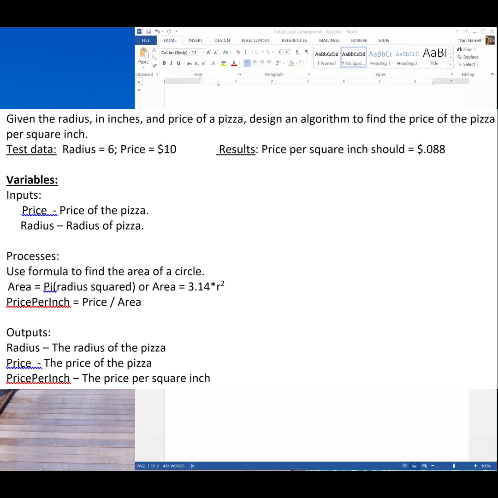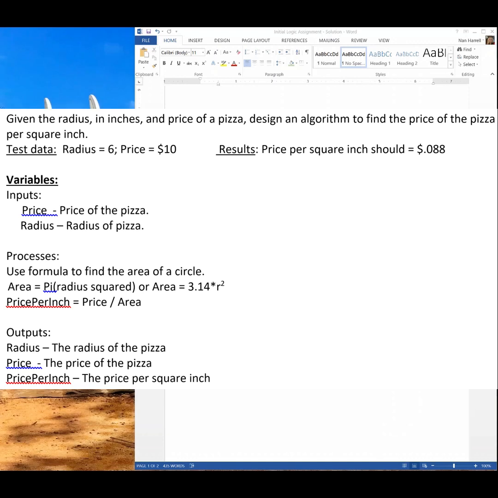So what are my inputs? My inputs are the price and the radius. What are my processes? Well, I use the formula to find the area of a circle, and here's my formula, area equals 3.14 times the radius squared, and here I put price per inch is going to equal price divided by the area. So that's what my math is. That's where I do my processes. Then my output, I'm going to output the radius, output the price, and then output the price per square inch.